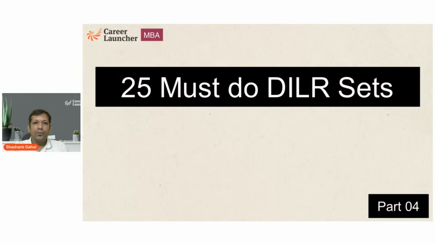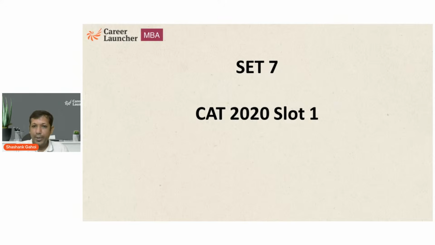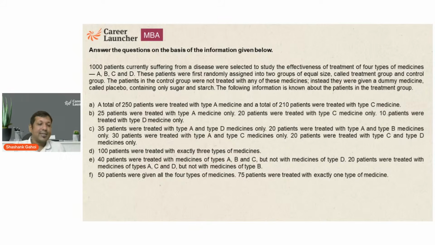Okay. So first of all, this is a set of 2020 slot 1. Basically, what does it say? There are 1,000 patients currently suffering from a disease that were selected to study the effectiveness of a treatment of 4 types of medicines A, B, C, D. These patients were first randomly assigned into 2 groups of equal size called treatment group and control group. The patients of the control group were not treated with any of the medicine. Instead, they were given dummy medicines called placebo, containing only sugar and starch. The following information is known about the patients in the treatment group.